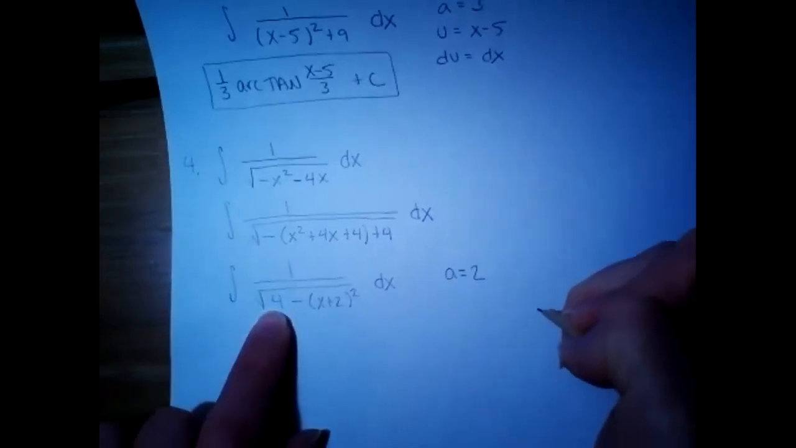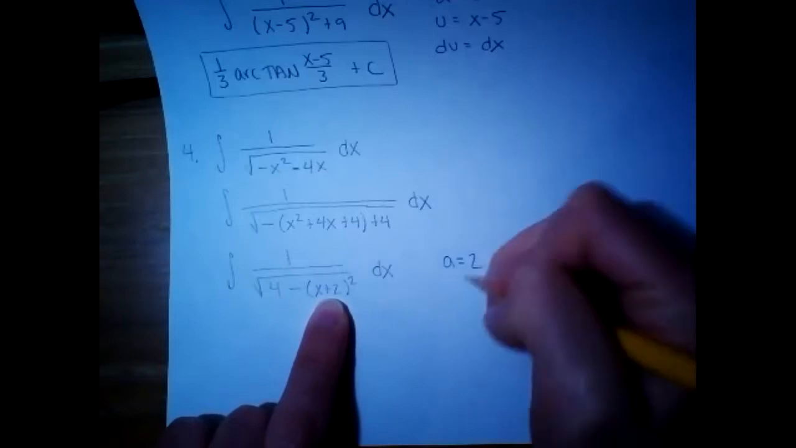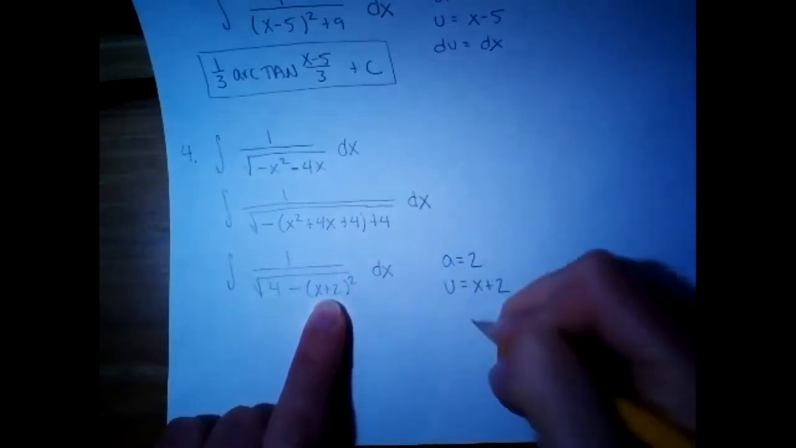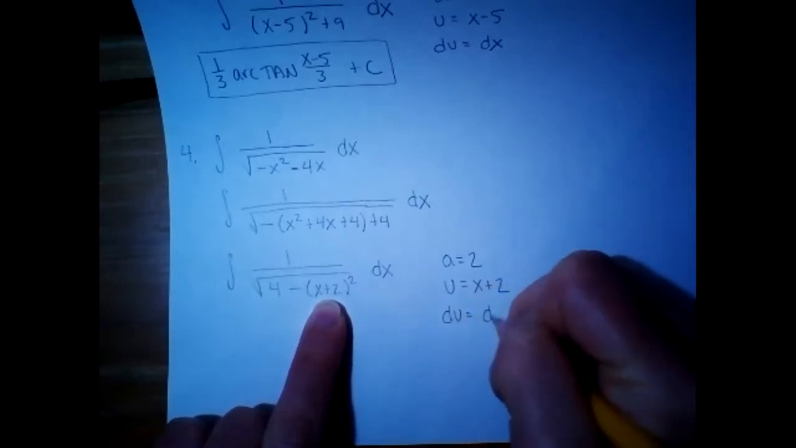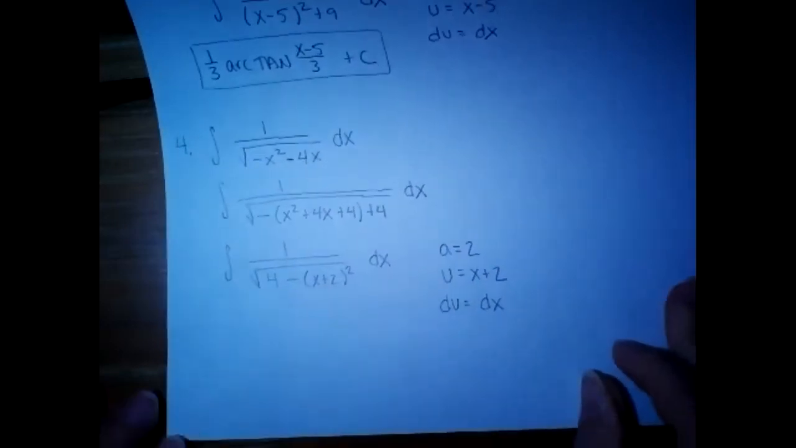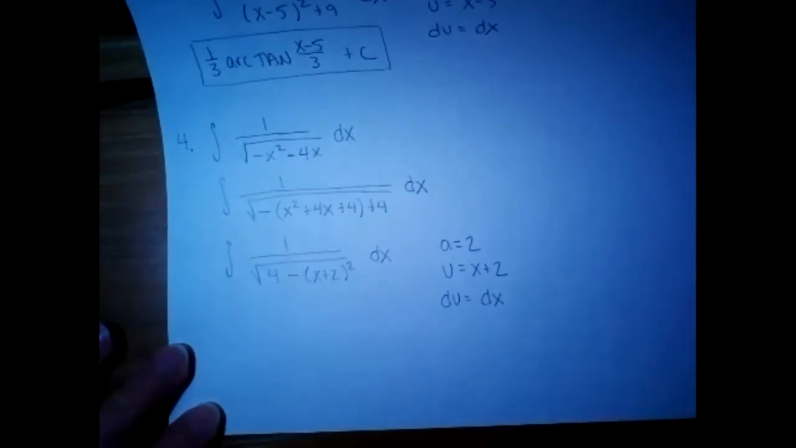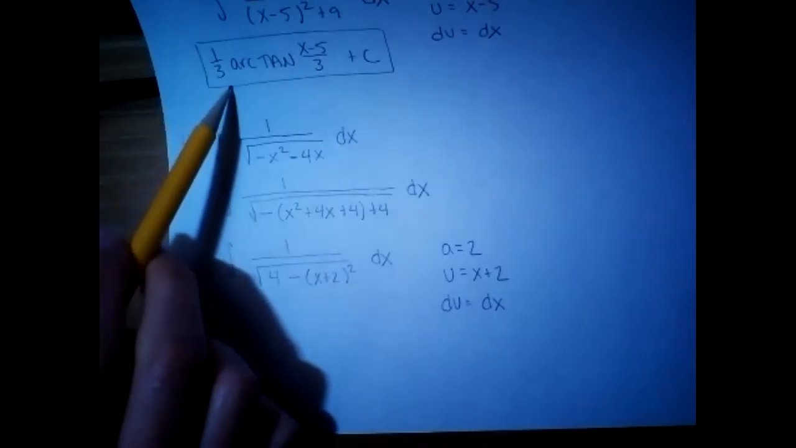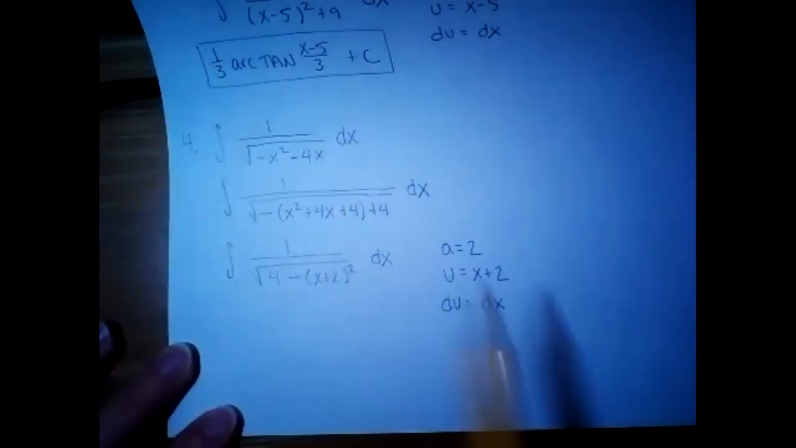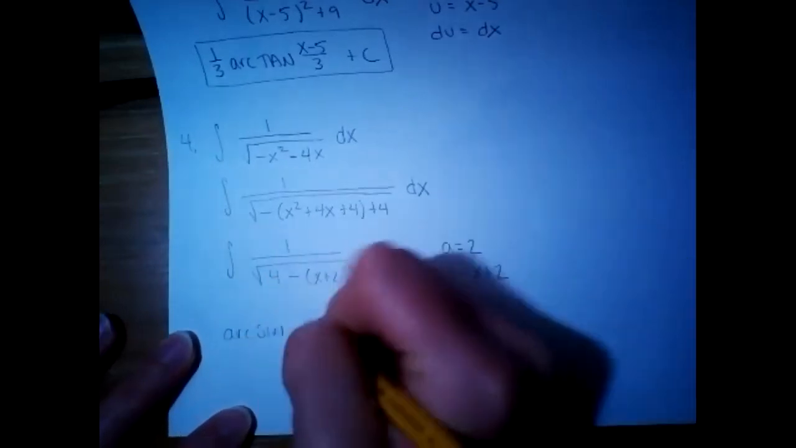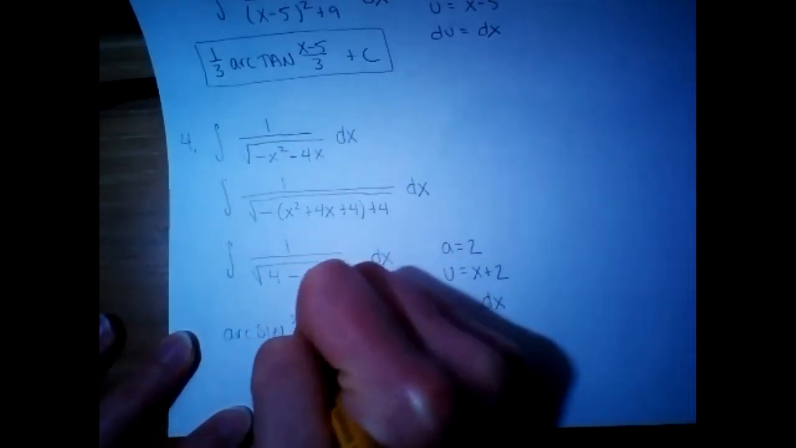2 squared gives you 4. U is x plus 2, which again is nice because that derivative is just dx. And as long as you recognize it's going to be arc sine, then you can just write out the answer. Now, arc sine does not have this fraction out front. So it's just going to be arc sine of u over a plus c.